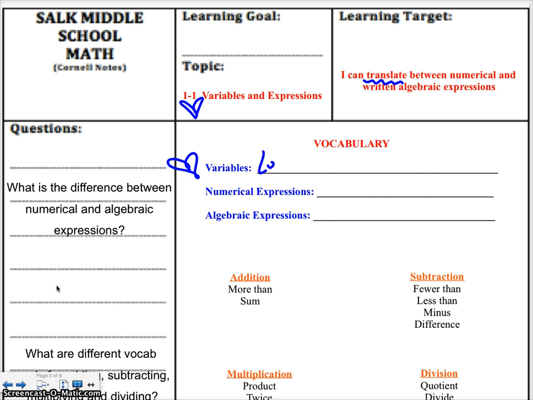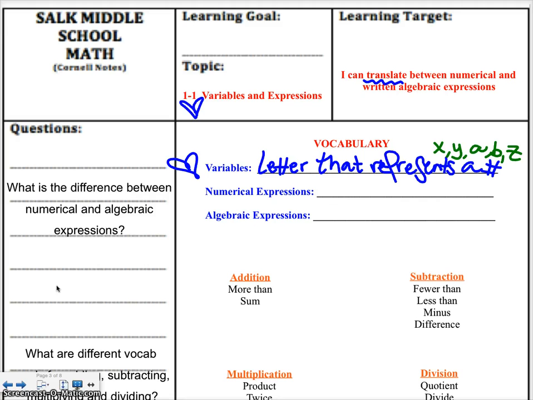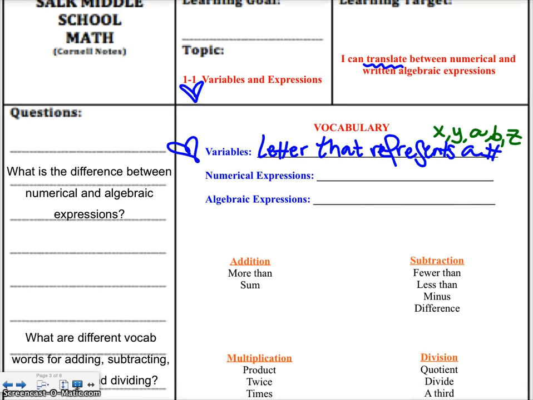Variables. A variable is a letter that represents a number. So some different variables would be x, y, a, b, z. Those are all letters that can represent a number. Okay, so a variable is just a letter. Most of us get that impression back in elementary school. Like, hey, I know when there's letters in math, it's a variable or it's an algebraic thing.